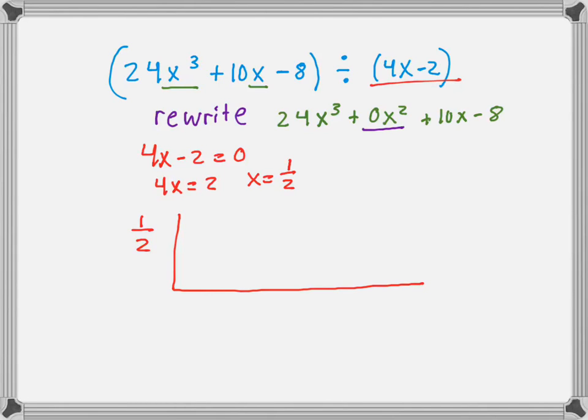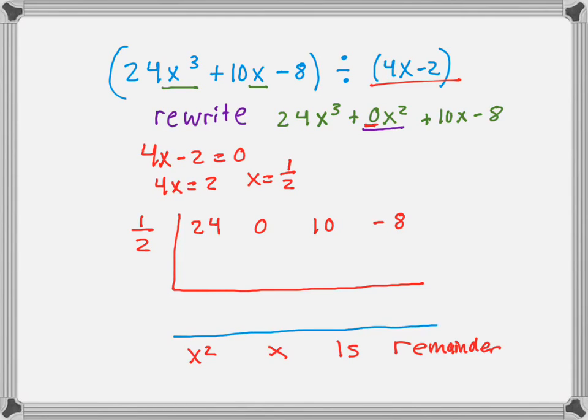And now each coefficient needs to go in one place, right? So we have 24 for the x cubed. Now we need to make sure to put the 0 in as well. And then we have 10, and then negative 8. And just a reminder of what we're looking for, this place is going to end up being our remainder. This is going to end up being our ones place. This is going to end up being our x, and this is going to end up being our x squared.